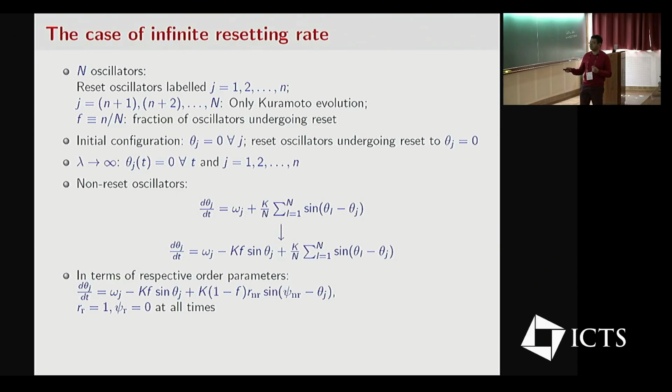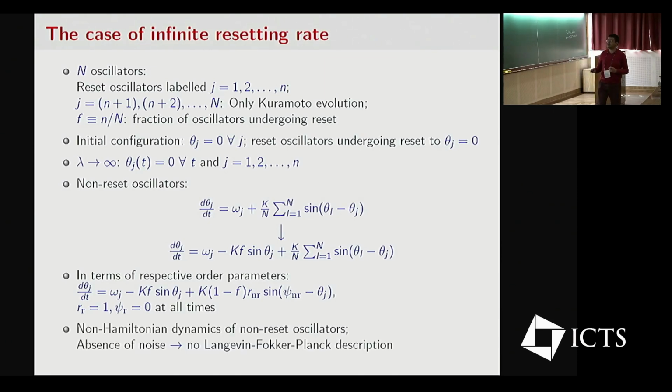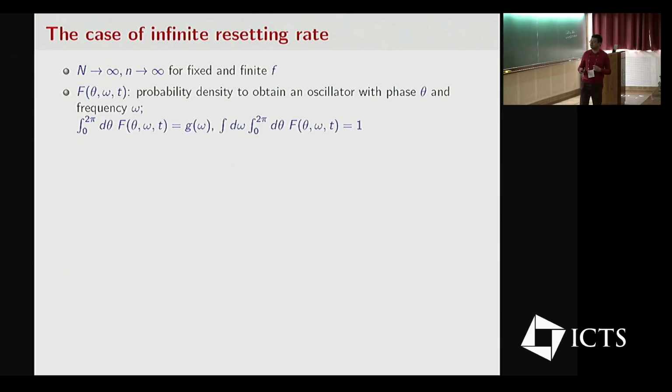So this part is coming due to interactions between the oscillators of the non-reset subsystem, and the second term here tells you how the non-reset oscillators are being impacted by the resetting that is being done in the reset part of the system. Okay, so this is the equation of motion, but the problem is that it's not a Hamiltonian system and there's no noise and there are no Langevin or Fokker-Planck equations to study.